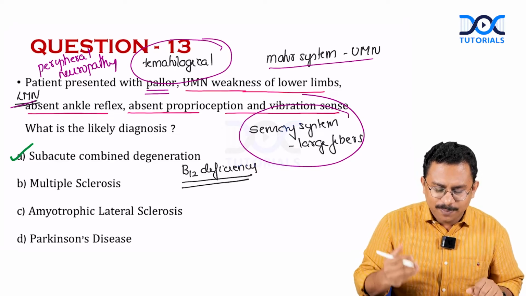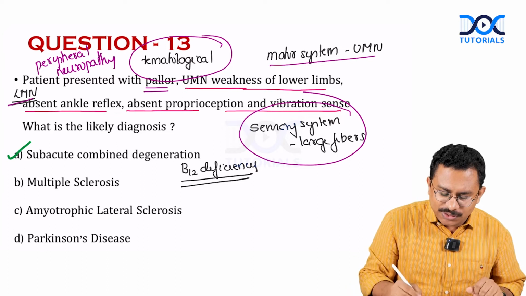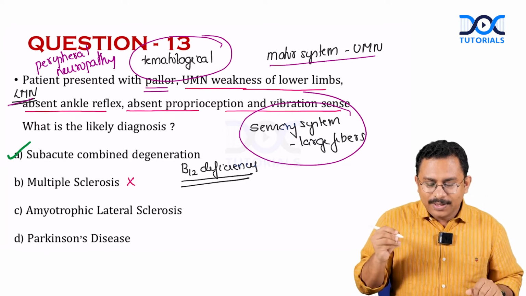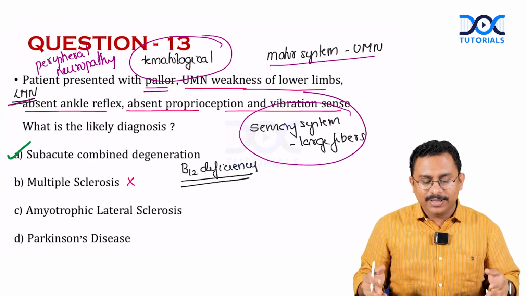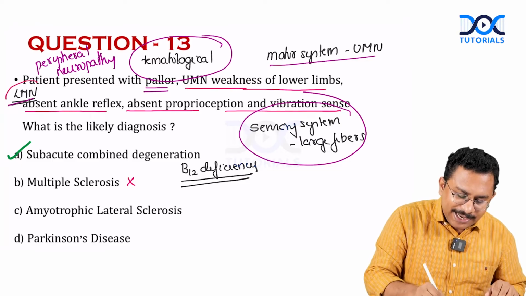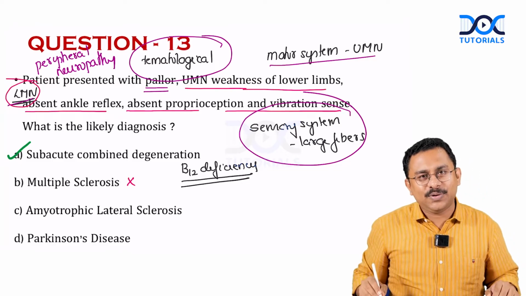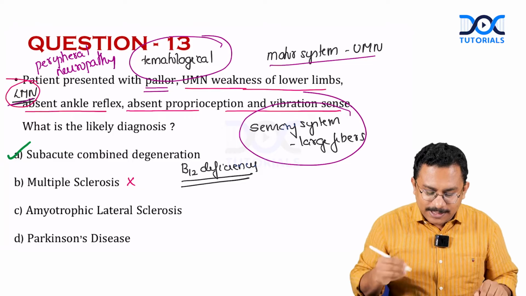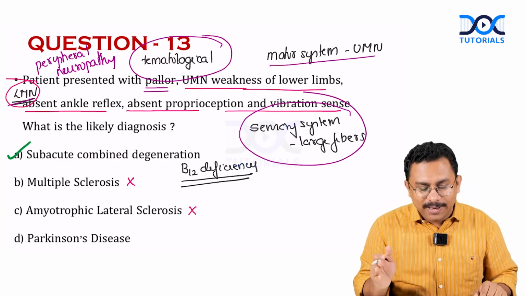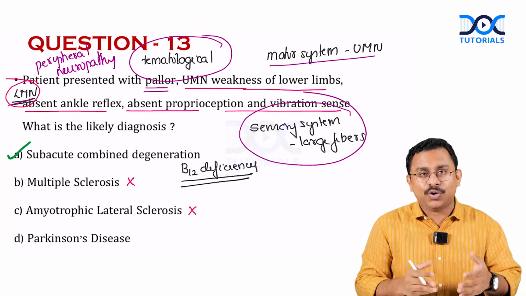What about multiple sclerosis? In multiple sclerosis, you're not going to get pallor. You can have upper motor neuron type of weakness and dorsal column involvement, but again, the LMN is not involved in multiple sclerosis, so you're not going to get an absent ankle jerk. That is not going to be the case. Amyotrophic lateral sclerosis, again, no pallor, and remember, it is a pure motor system disease.